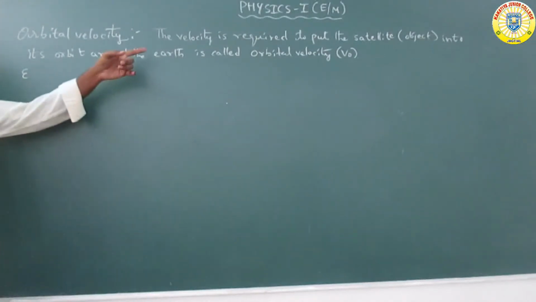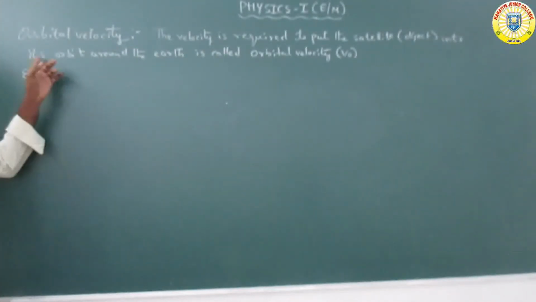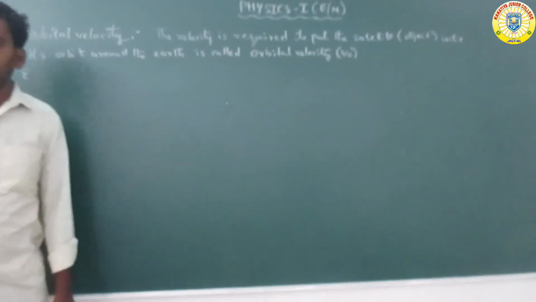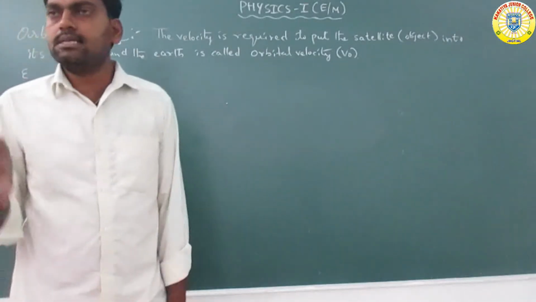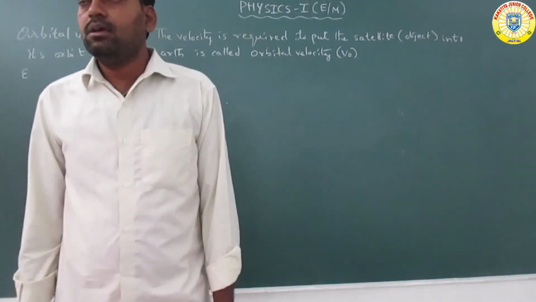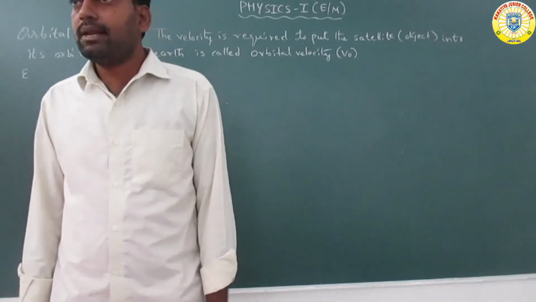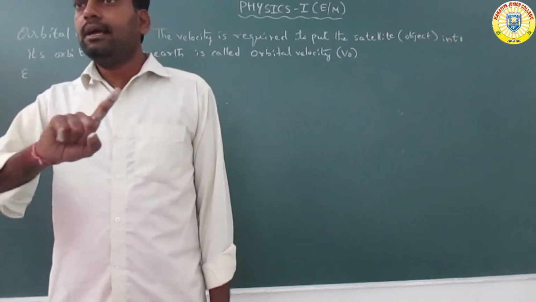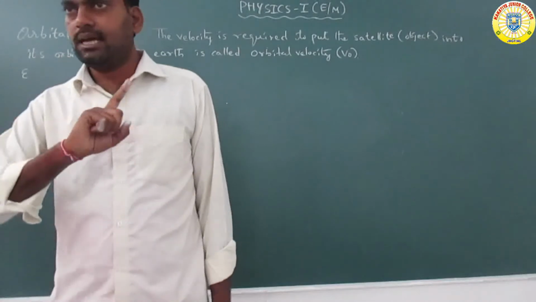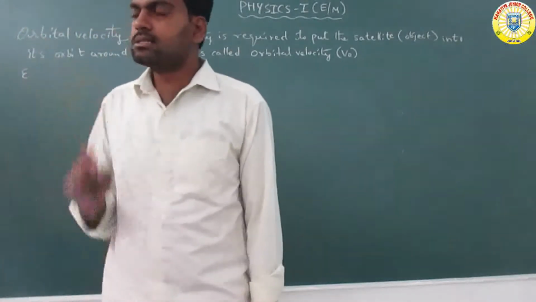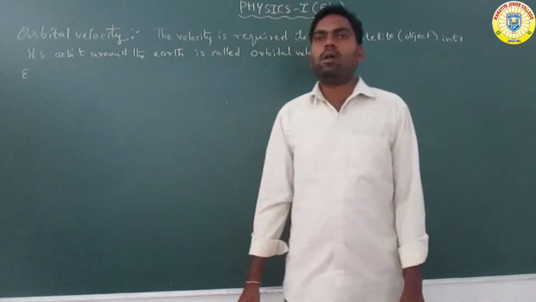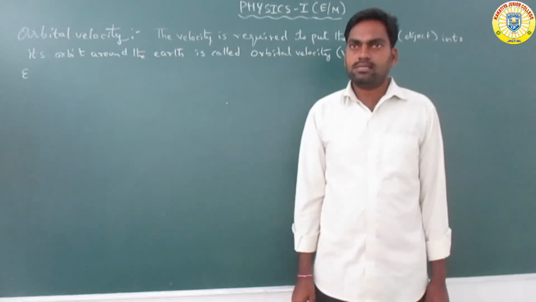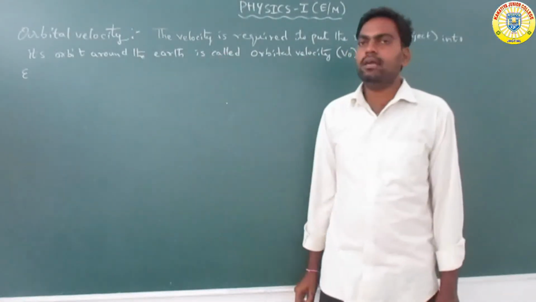So the velocity is required to put the satellite into orbit around the earth. We give some velocity to the satellite, and then the satellite has to revolve around the earth, around that planet. That velocity is called orbital velocity. It is denoted by V naught.